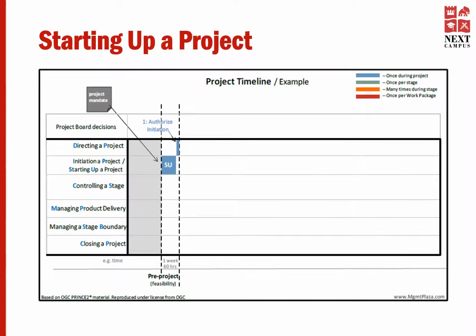Project board first decision. The very first decision the project board consider is whether to allow the initiation stage to start. This is known as authorize initiation. They determine whether the project is worth doing. That is evaluating whether it's desirable, viable, and achievable. They also check and approve the plan for the initiation stage.